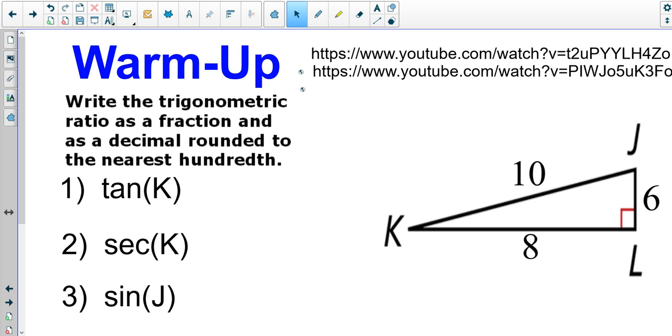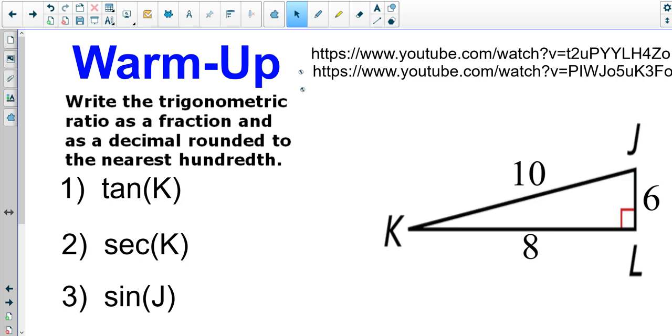The first thing that we want to do is a warm-up to make sure that we understand what we were doing last time. So this warm-up should not take you very long. If you would please pause the video and do these 3 warm-ups. Please pause it now.